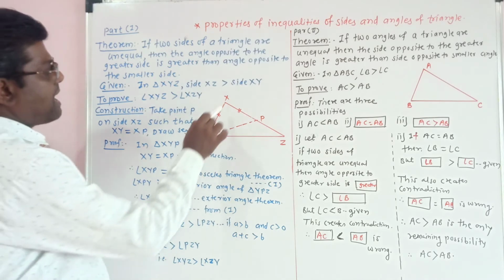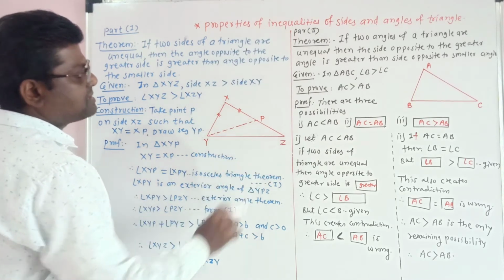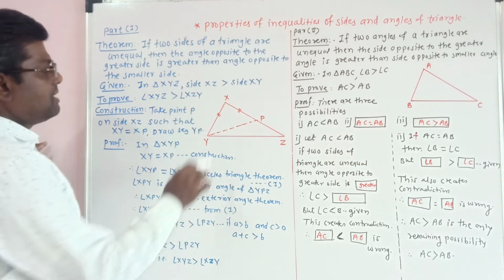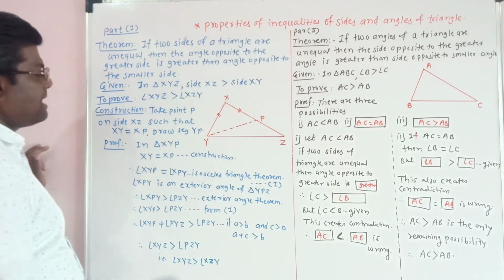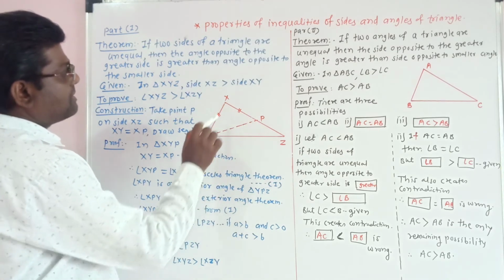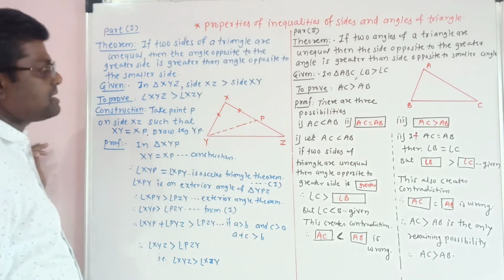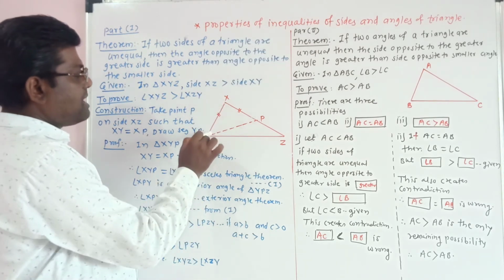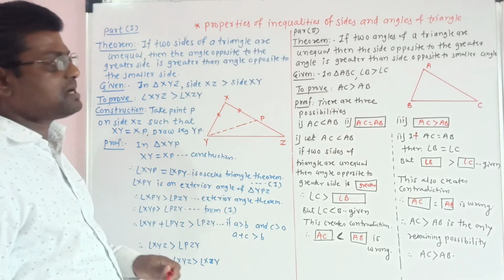Now in triangle XYZ, take a point P on XZ such that XY is equal to XP, and draw segment YP. Now here is a triangle XYP. In this triangle XY is equal to XP. Therefore this is an isosceles triangle.